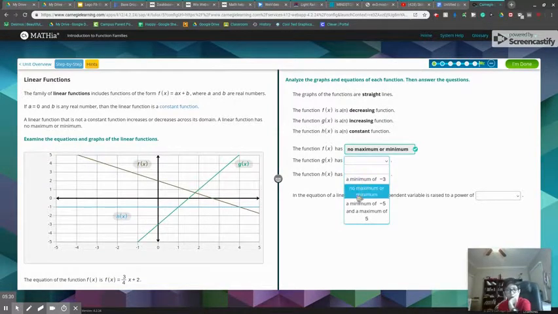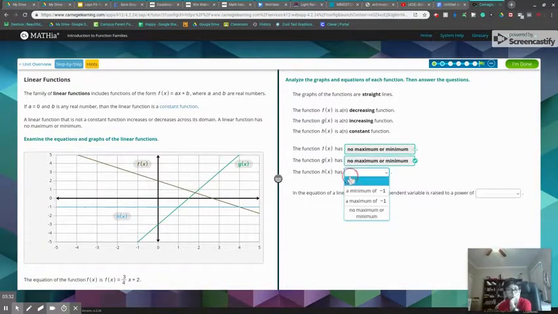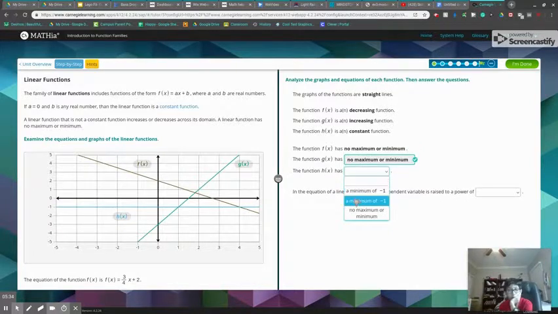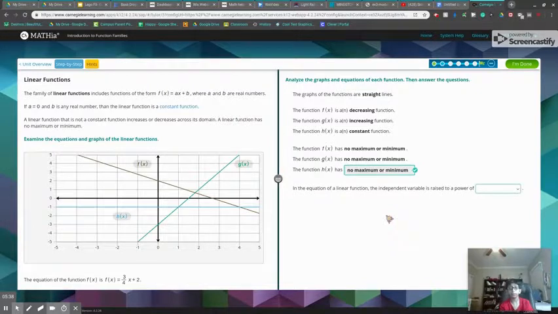The function g of x has no maximum or minimum. The function a of x has no maximum or minimum. In the equation of a linear function, the independent variable is raised to a power of 0, because there can't, no wait, not 0, I mean 1, because there can't be any exponents in linear functions.